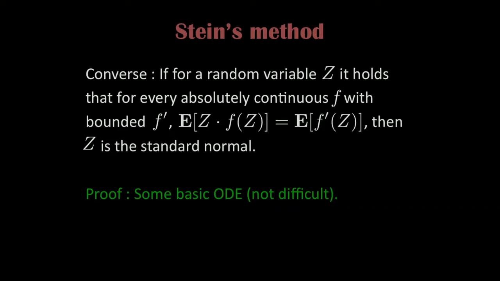And so the next question to ask is, is this characterization robust? That means, can we make a meta statement like this: if expectation of z f(z) minus expectation of f prime(z) is always small for a very large class of functions, then z is close to a normal in some metric? Can we make this kind of thing? And it turns out this is the basis behind Stein's method.